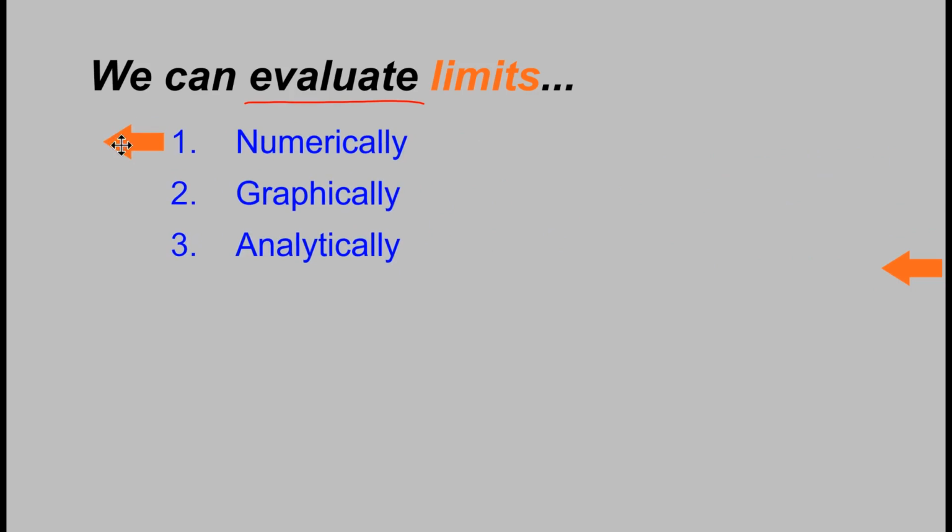The first is numerical, and that's looking at a table of values that get closer and closer to the x value of interest. Another way to find a limit is graphically, to inspect the graph and see what the graph approaches as we get close to that x value of interest. And finally, we have the analytical techniques. The difference between these three is that the analytical techniques give us an exact value of the limit. Those involve algebra, and they often can be trickier than the other two.